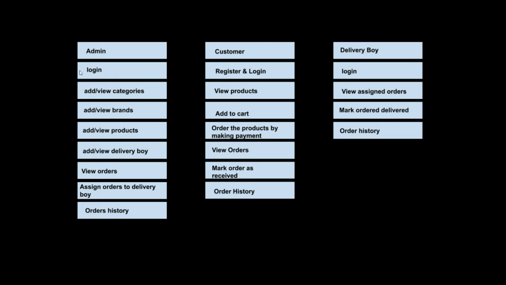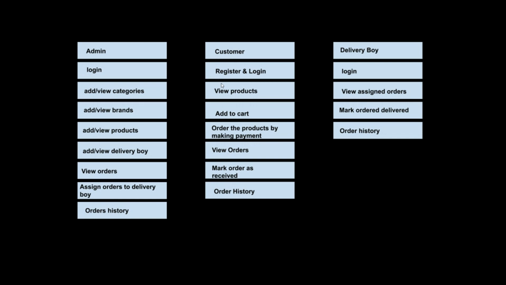After login, the admin will add the category and brands. According to the category, the admin will add the products and delivery boy. And the added categories, brands, products, and delivery boy can also be viewed by the admin.